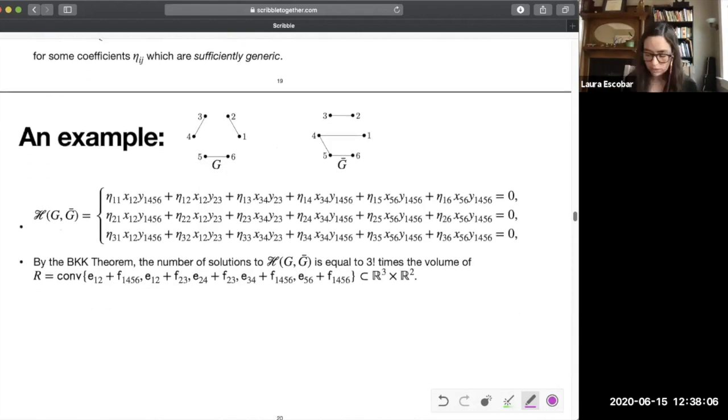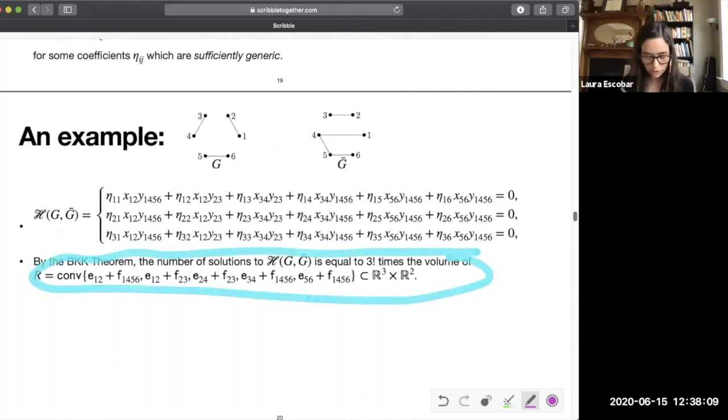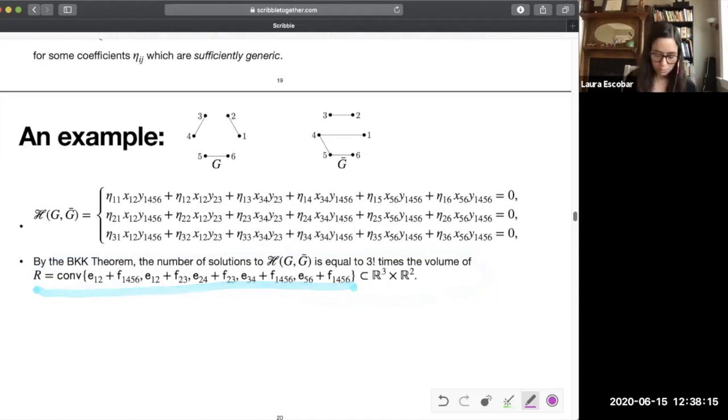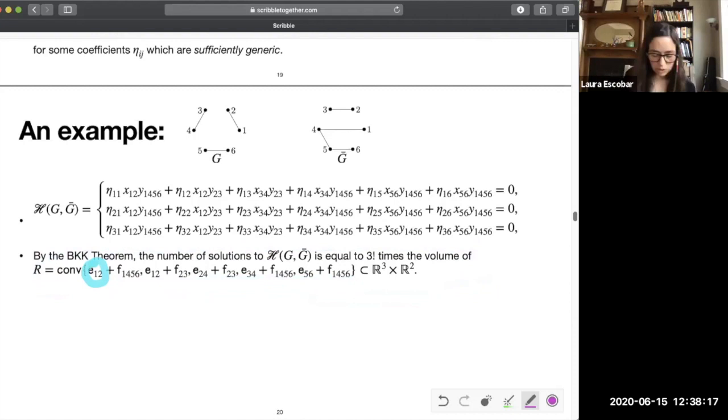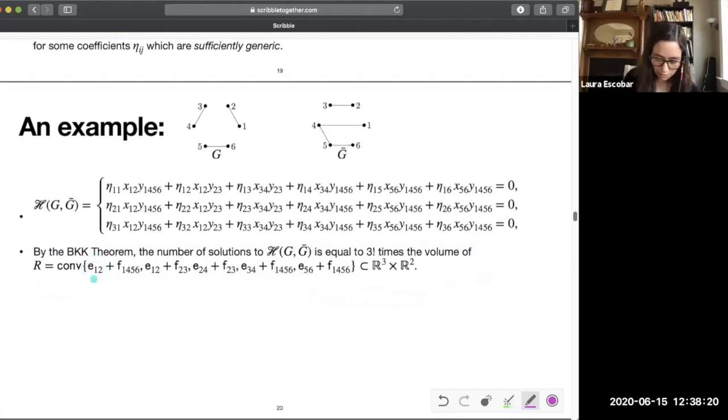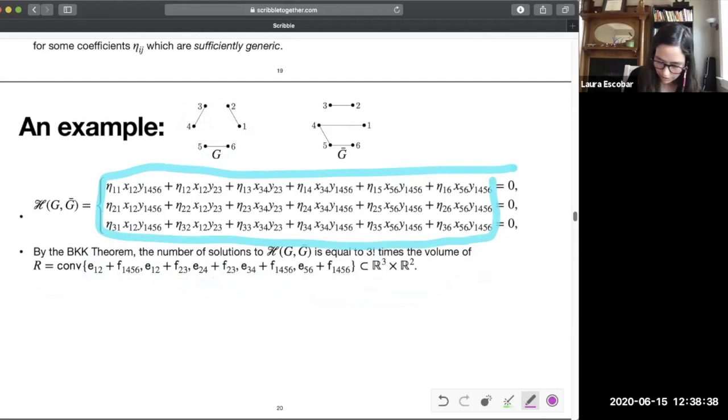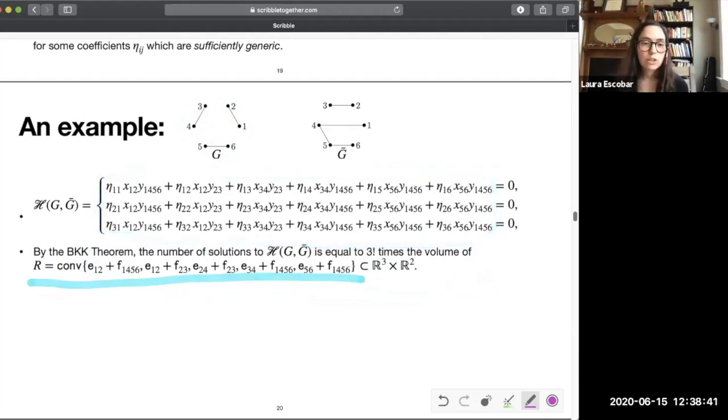So BKK tells us that the number of solutions to this system of equations is equal to the volume of this polytope. I'm just labeling the e's. This is just an element of R^2. So these are bases like E12, E34, and E56, basis elements of R^3, and I'm labeling based on the connected components. And similarly for the F's. Similarly, the Newton polytopes of these equations are these polytopes. So BKK tells us computing the volume is gonna tell us the number of solutions to that system of equations.